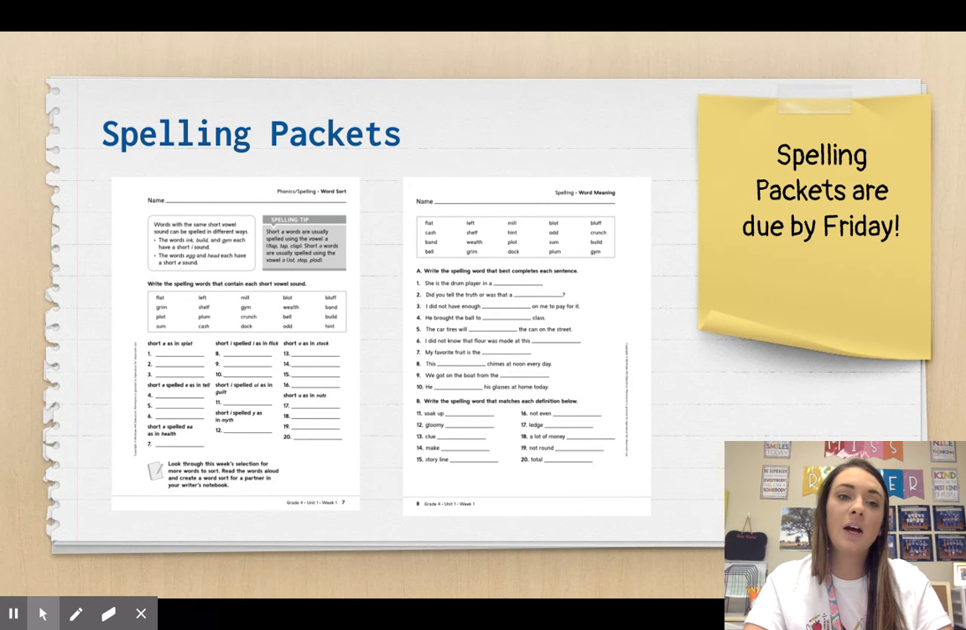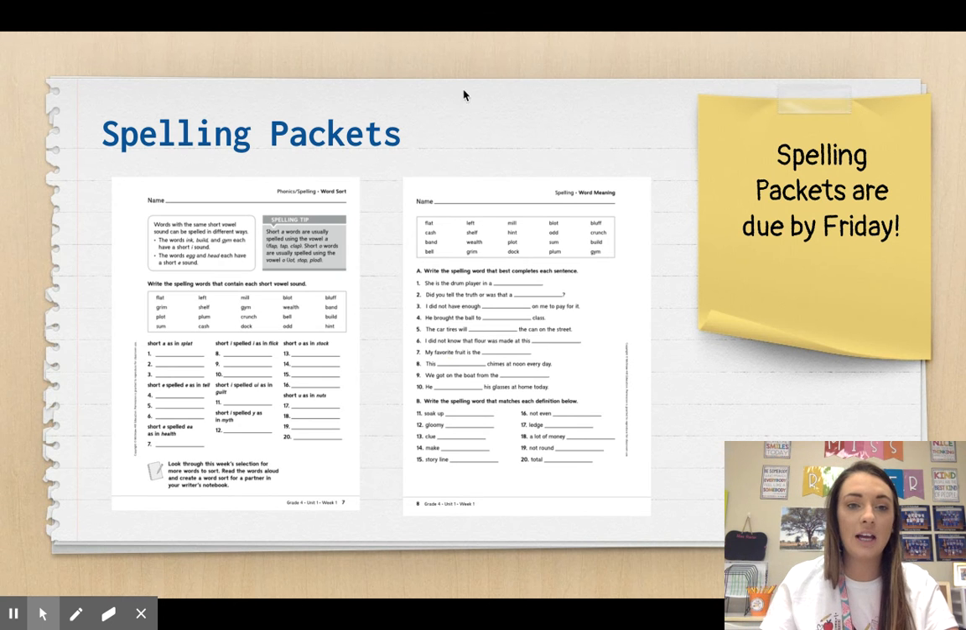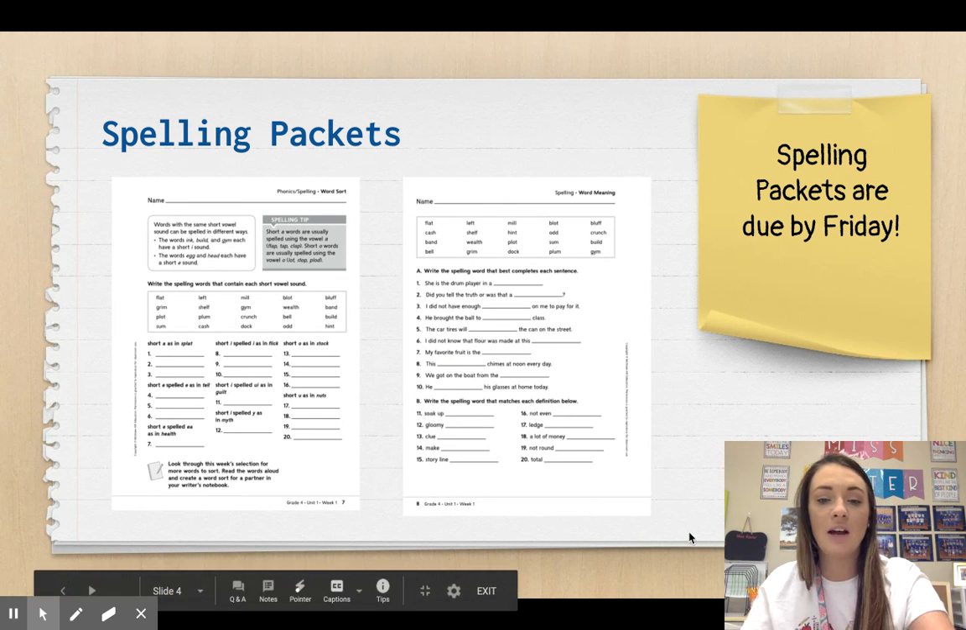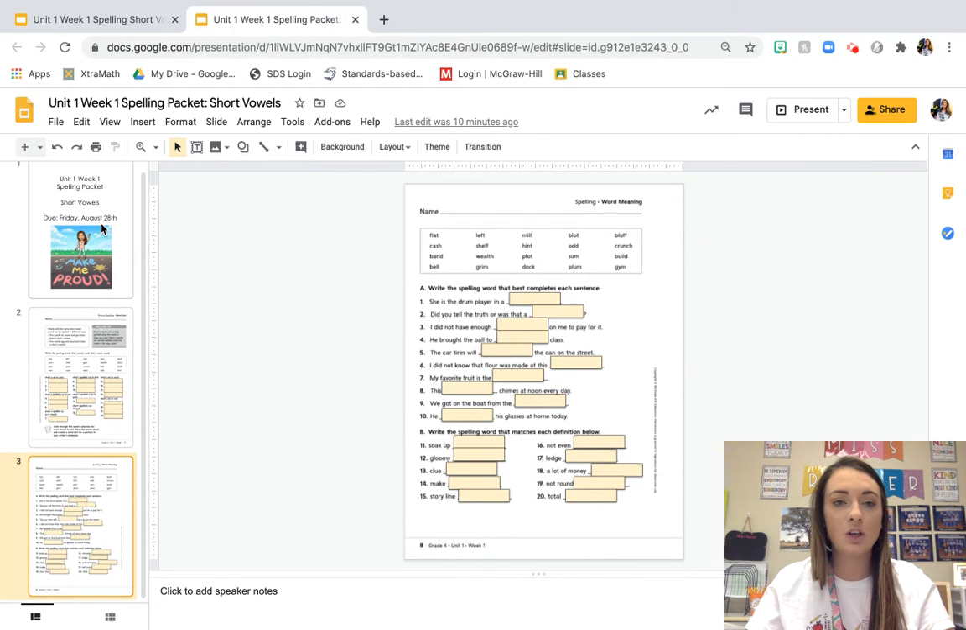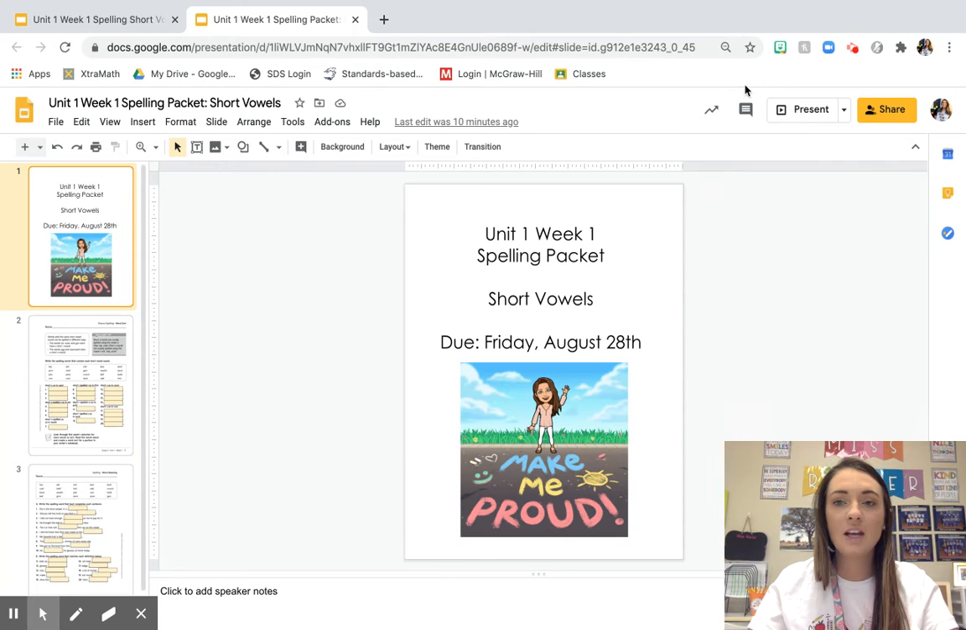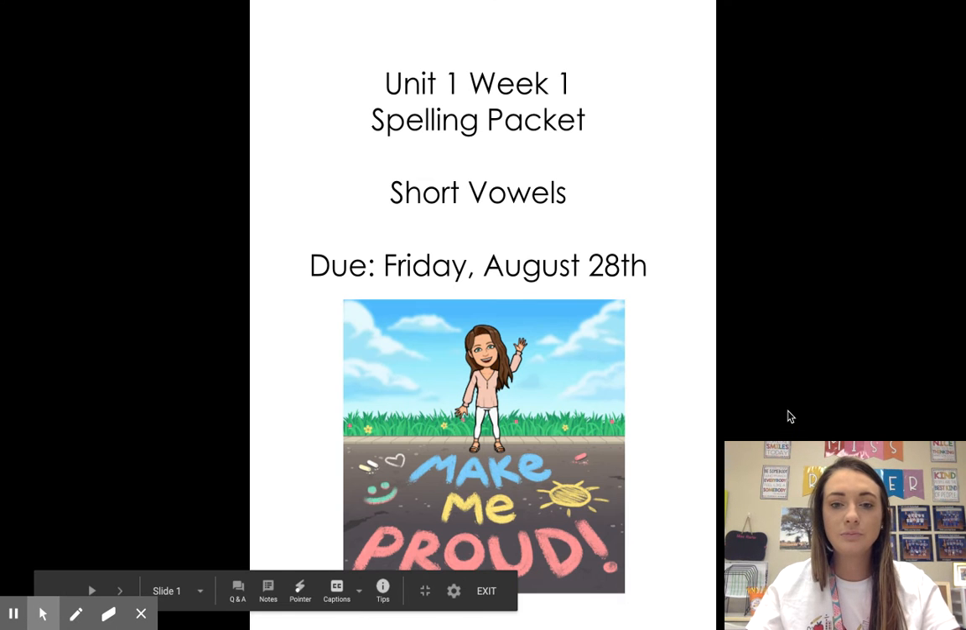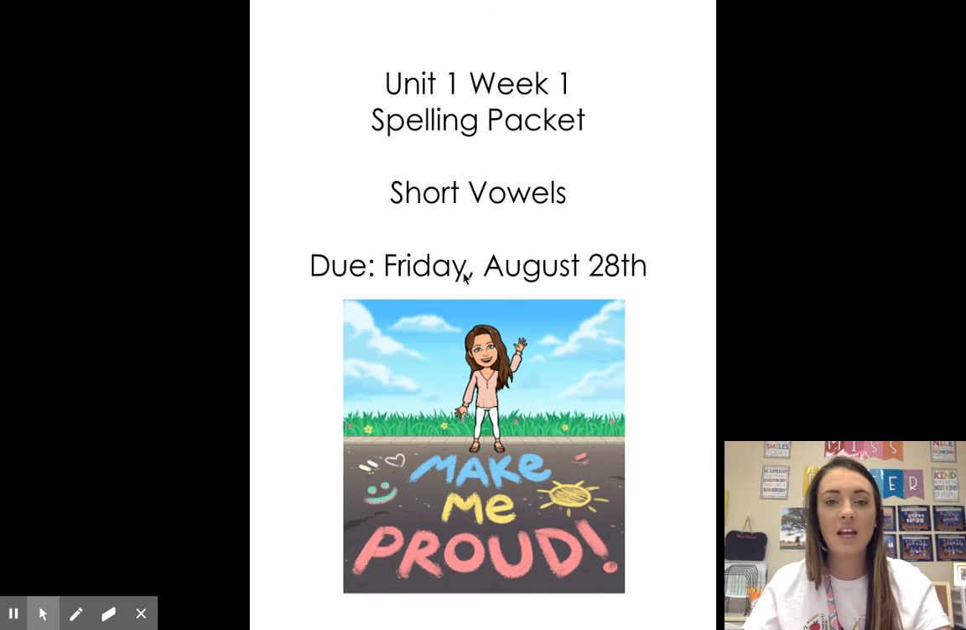So this is what your spelling packets are going to look like. If you look here, there's going to be all of your words, and then you will have to fill in these blanks as we go. So I'm going to show you what your spelling packet is going to look like. So on Monday, you guys will get an assignment that looks like this. So it's going to say Unit 1, Week 1 spelling packet, short vowels, and it's due August 28th. So that's the end of the week.